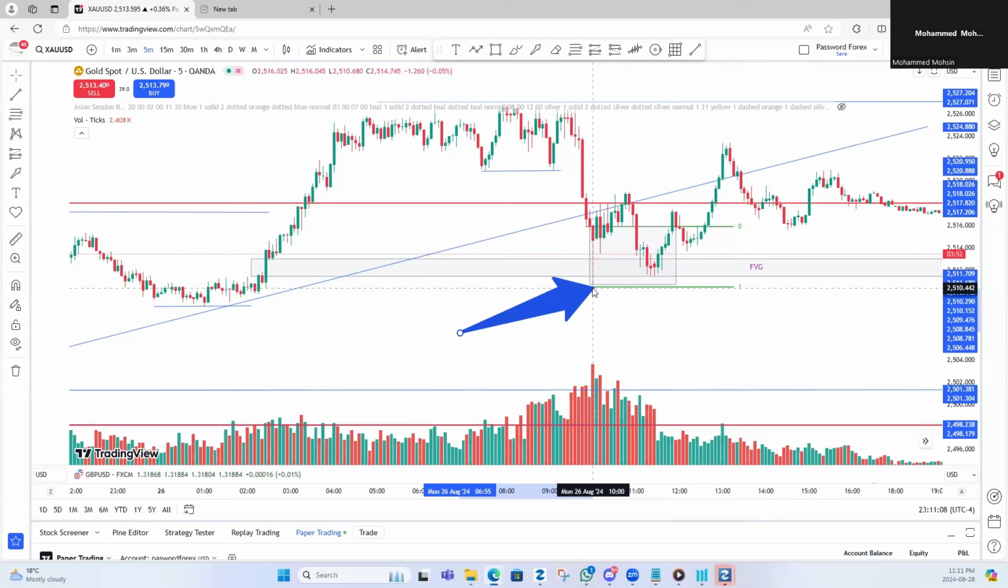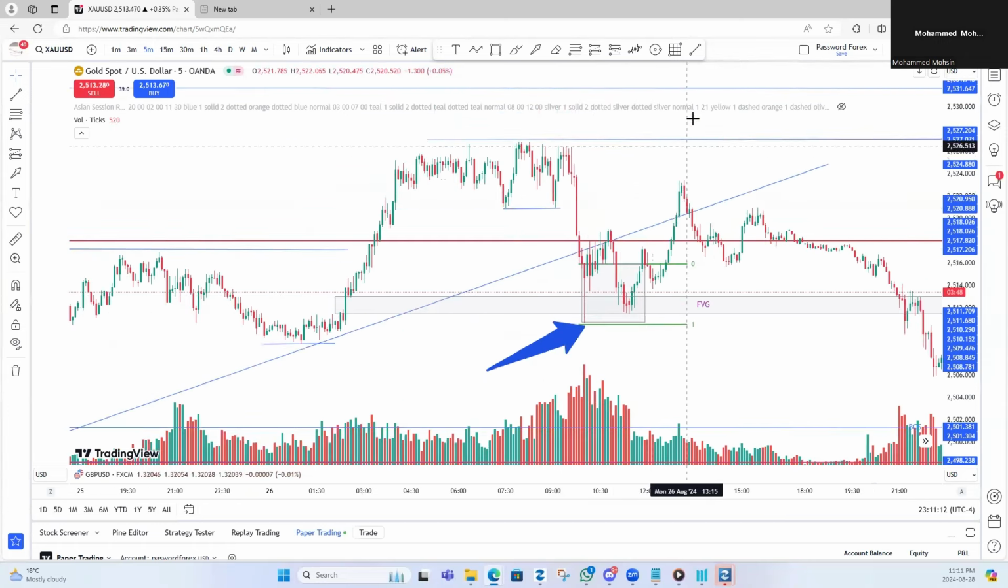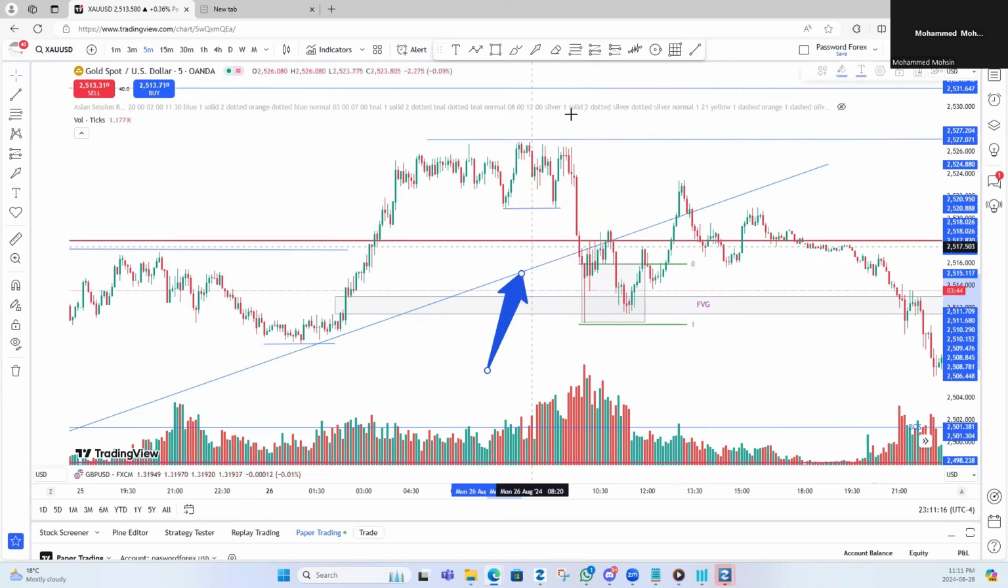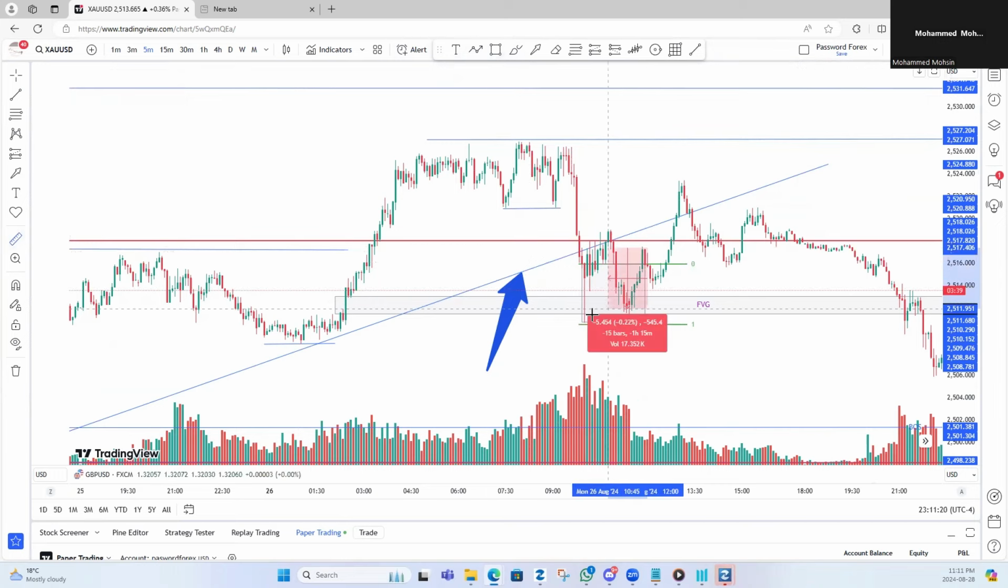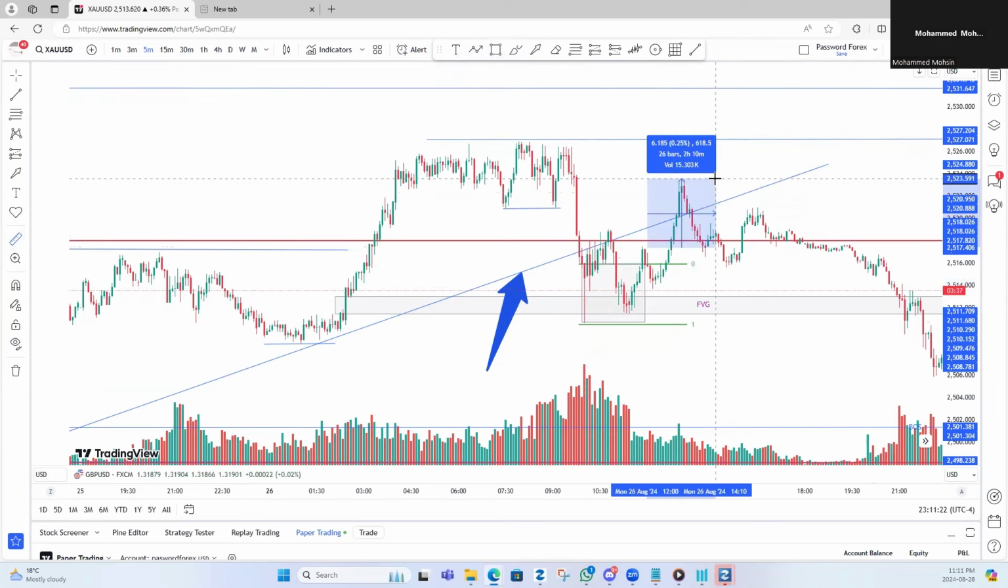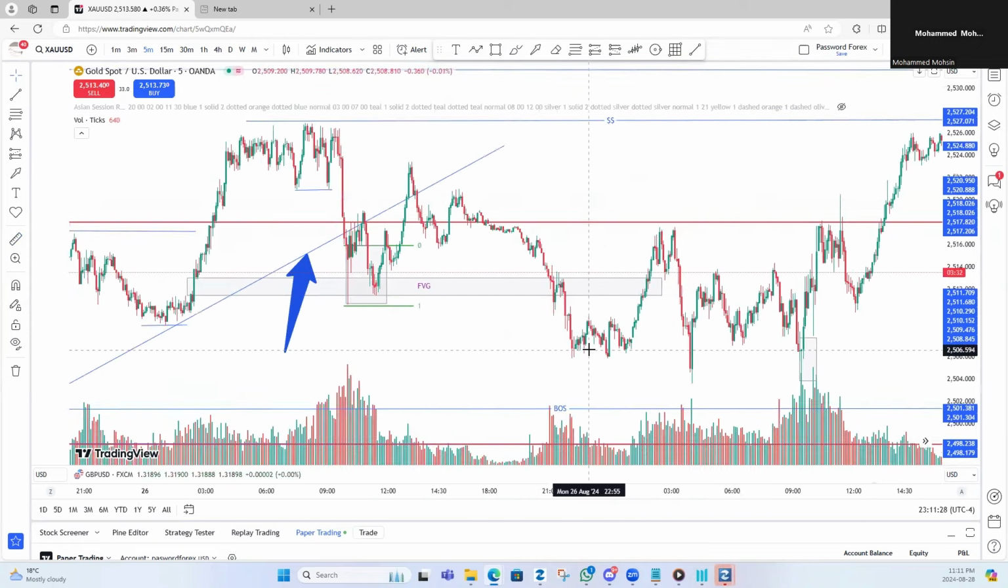My stop was down below this candle, and look at the result here. This is what I got on this area. So let me measure how much my stop loss was from this candle around here, 66, and I actually made almost one to one. So it was a quick trade.